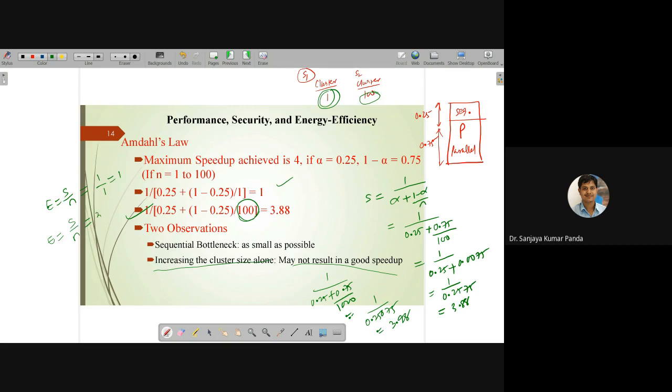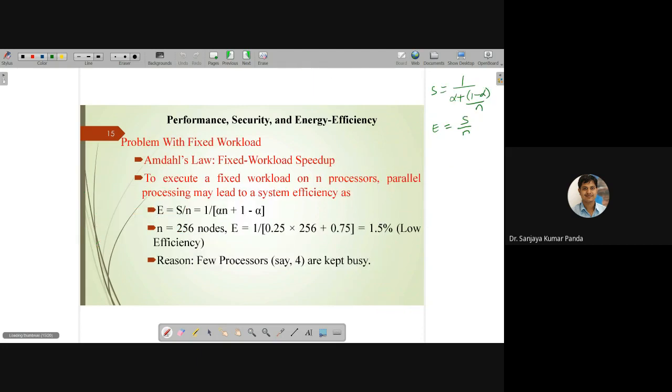So S you got as 3.88, divided by N. What is the N value here? 100. So how much efficiency are you getting? It is low, right? The efficiency is only 0.0388. It is very low. So in order to calculate efficiency, you have to divide the speedup factor by N.